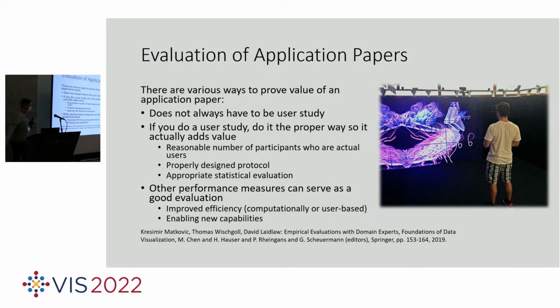But of course, you need to show some kind of value that you're adding to what was there before. It doesn't have to be a user study. There could be other measures as well to showcase that it's a valuable contribution. You can see at the very bottom, enabling new capabilities, for example, improving efficiency in some way. It could be on the computational side, but it could be on the user side as well, making the user more efficient. You saw the rib cage as one of the examples, where we can enable the physician or the surgeon to make a small incision. So that could certainly be something that is valuable.